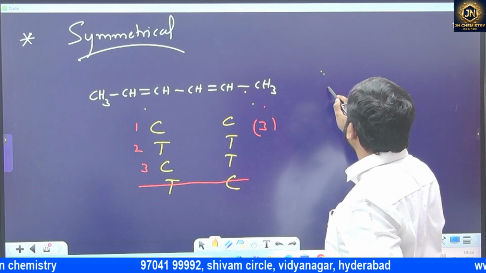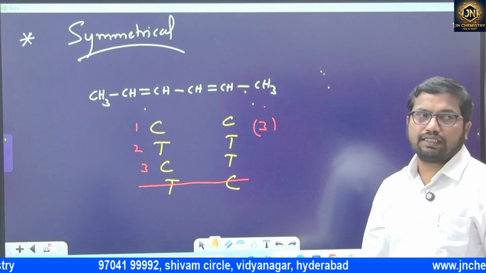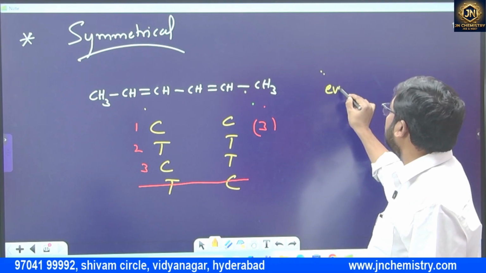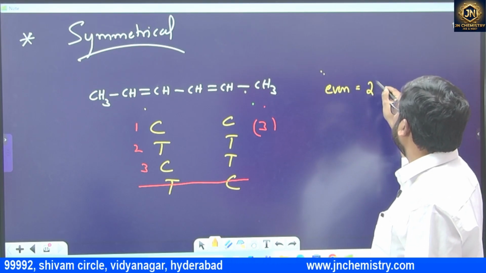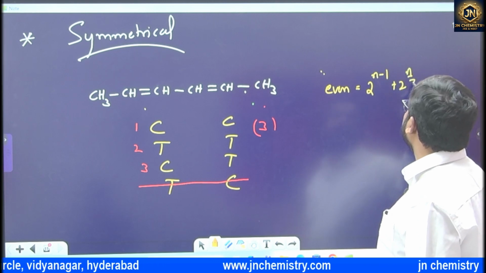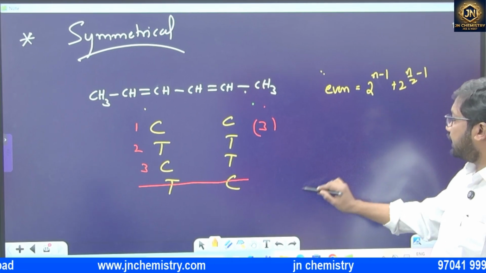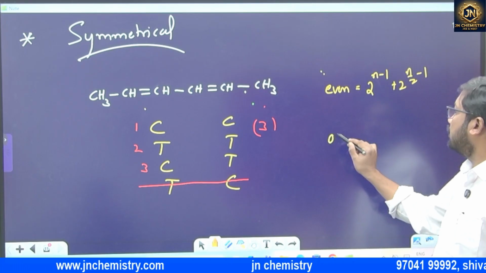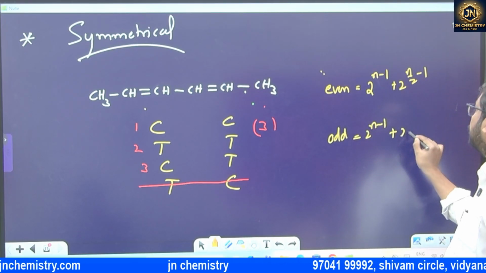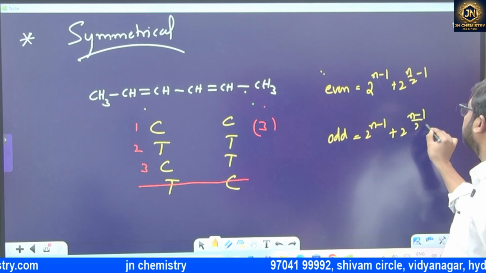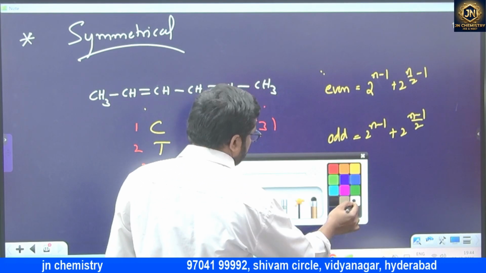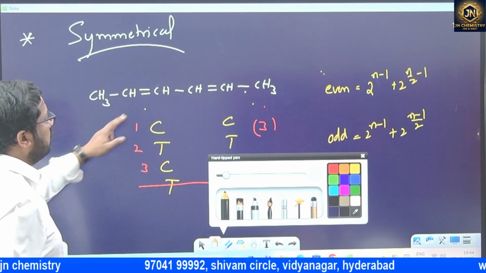For the symmetrical case, there is a formula for even and odd. For an even number of double bonds: 2 power n minus 1 plus 2 power n by 2 minus 1. In case of odd: 2 power n minus 1 plus 2 power n minus 1 by 2. So of course, is this even or odd?